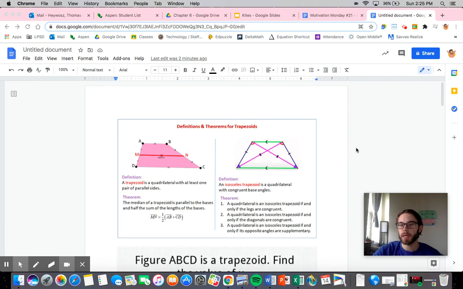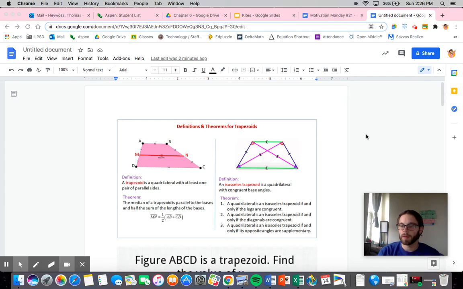Hi everyone, just wanted to take a minute to talk a little bit about trapezoids. So a trapezoid is our next type of quadrilateral. We finally left the world of parallelograms. The big difference between a trapezoid and a parallelogram is that in a parallelogram we have two sets of opposite sides being parallel, and in a trapezoid we will only have one set of opposite sides be parallel.